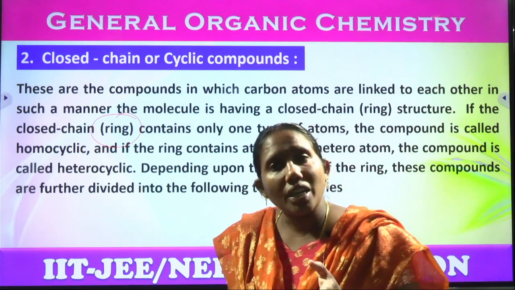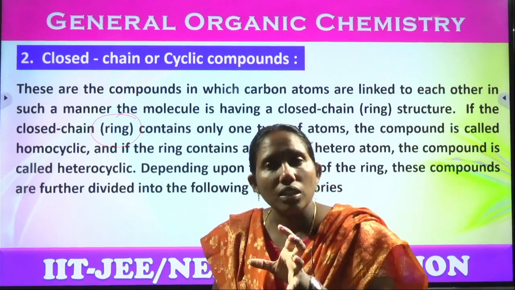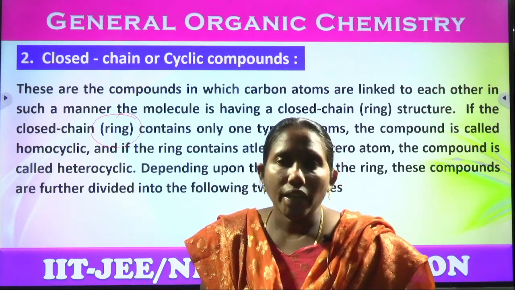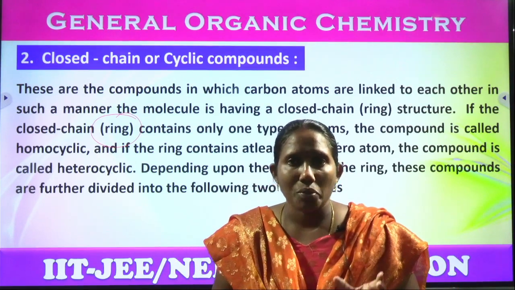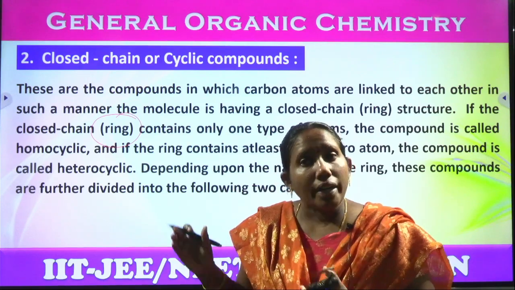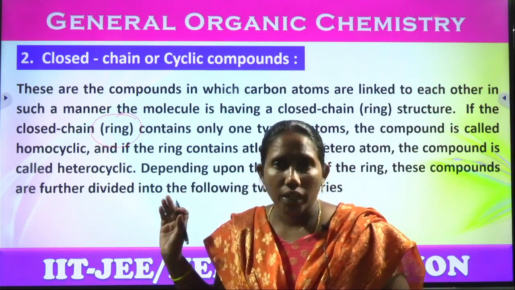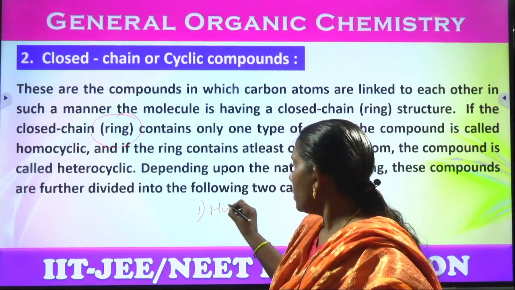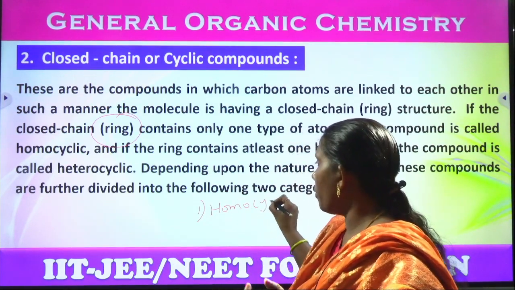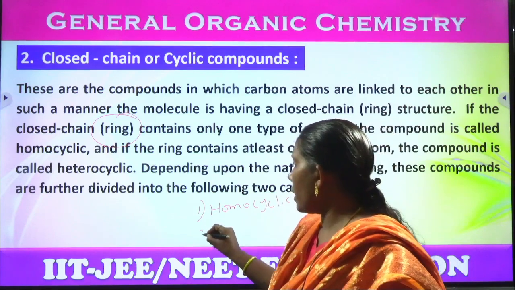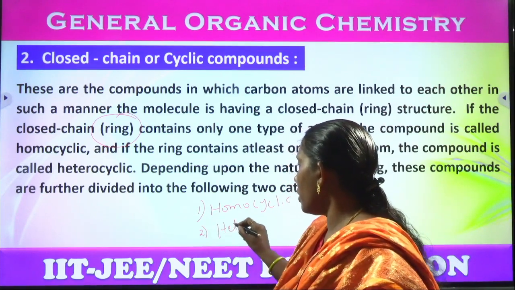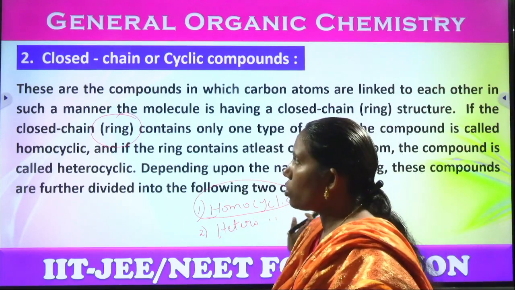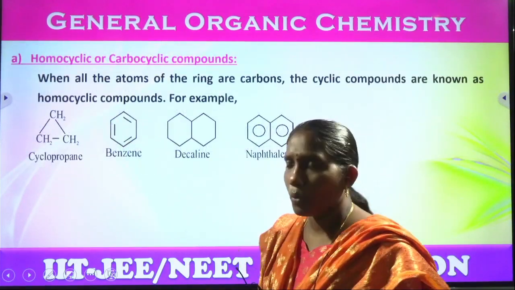But while talking about these cyclic compounds, again these cyclic compounds are classified into 2 types. Those are heterocyclic and homocyclic, right? So let us start. First one is homocyclic. Already in the flow chart we studied. And the second one is heterocyclic, right? So let us start with homocyclic. What are homocyclic and heterocyclic compounds?